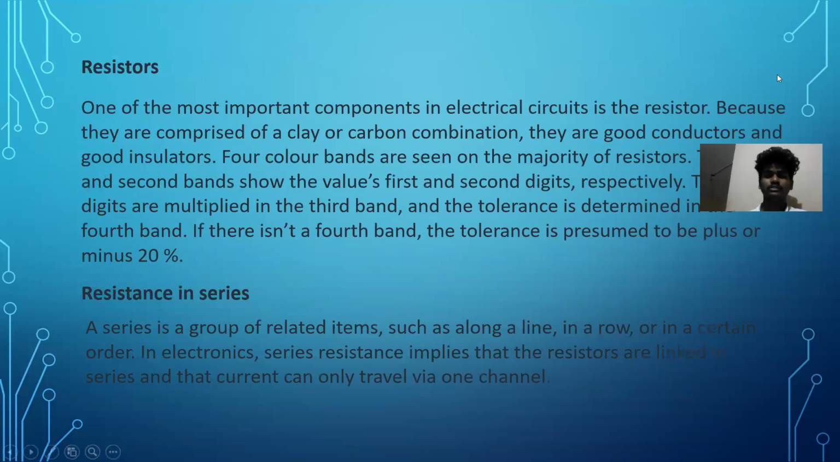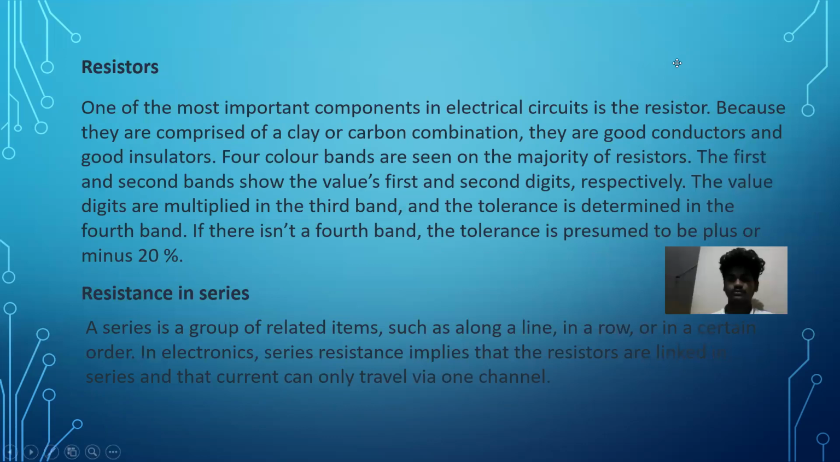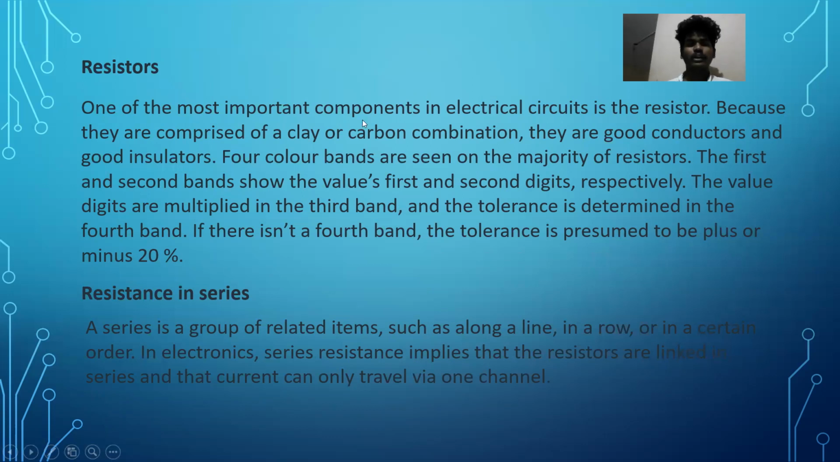And the next is resistors. One of the most important components in electrical circuits is the resistor, because they are comprised of a clay carbon combination. They are good conductors and good insulators. Four color bands are seen. In the majority of resistors, the first and the second band show the values respectively. It is multiplied by the third band, and the tolerance is determined by the fourth band. If there is no fourth band, the tolerance is presumed to be plus or minus 20%.